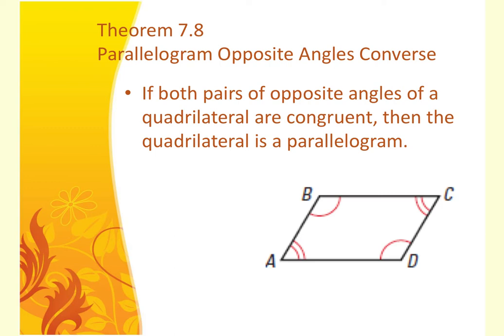Parallelogram opposite angles converse, which says if it's a quadrilateral, so it's got to have the 4 sides, if it's a quadrilateral with both pairs of opposite angles congruent, then it's a parallelogram.